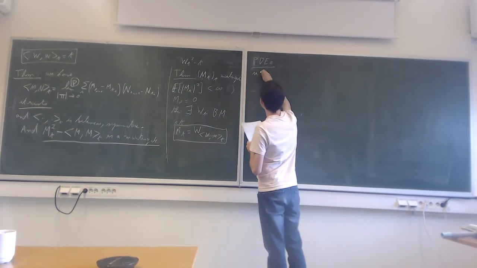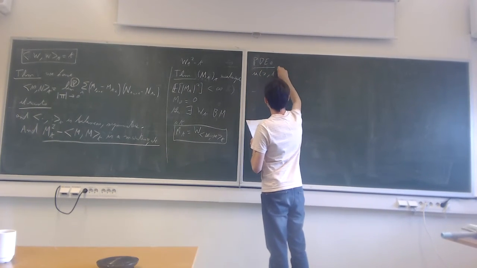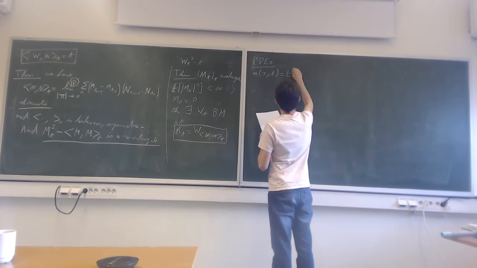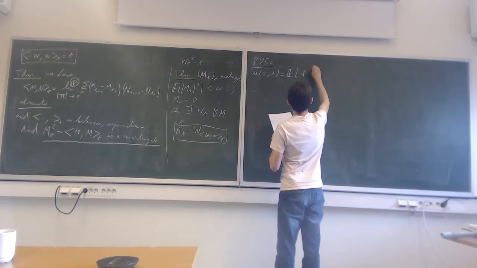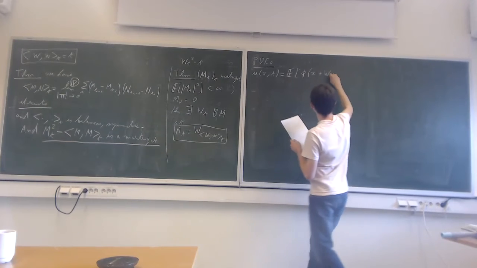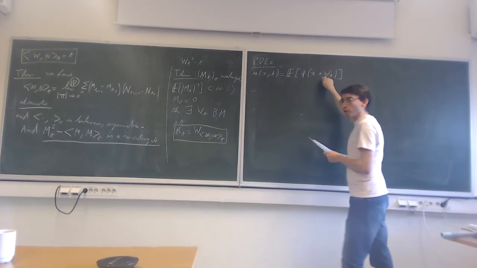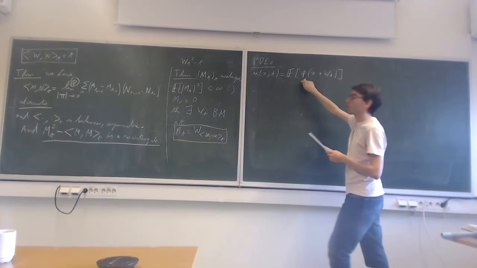We'll do something stronger than this. But the point is that if you take u of x, t equal to the expectation of phi of x plus W of t, then this is a convolution. This is a smooth function.